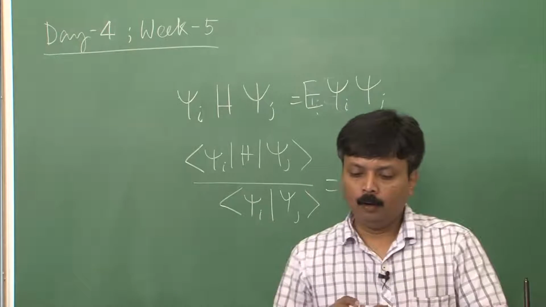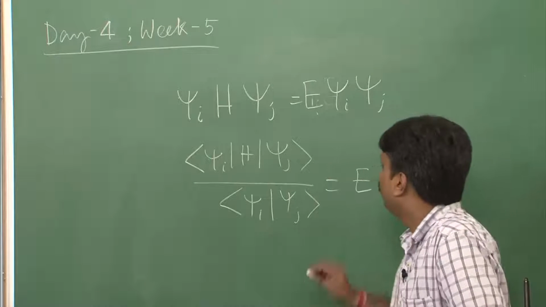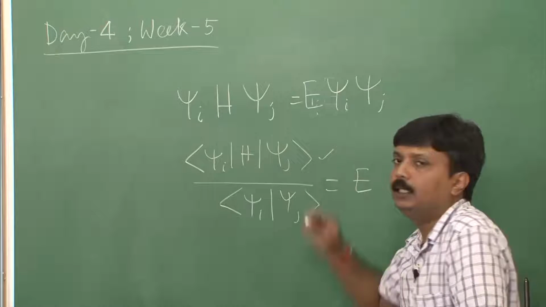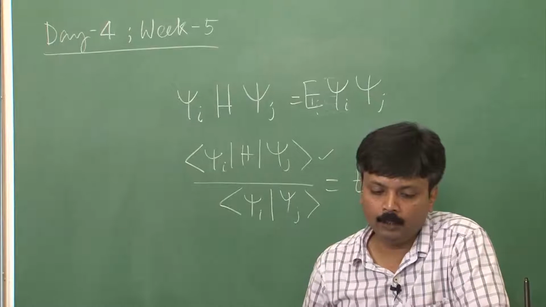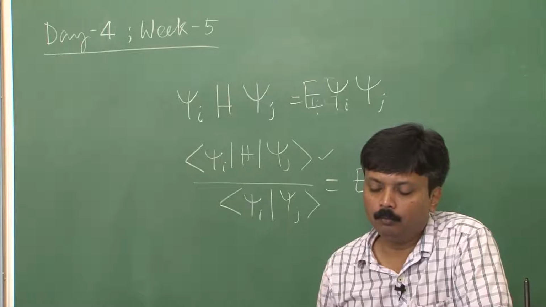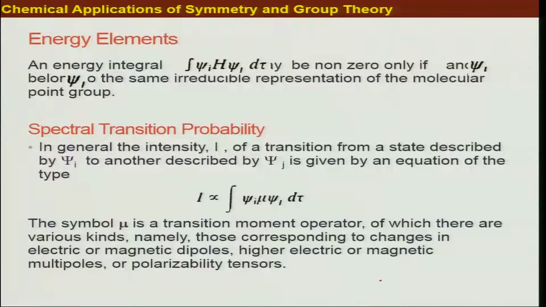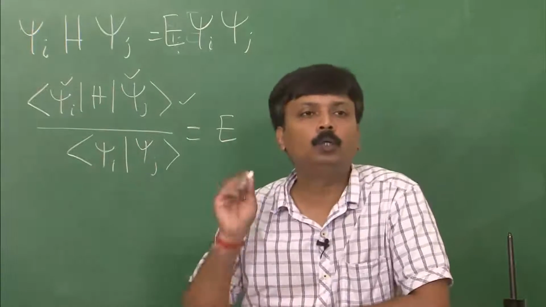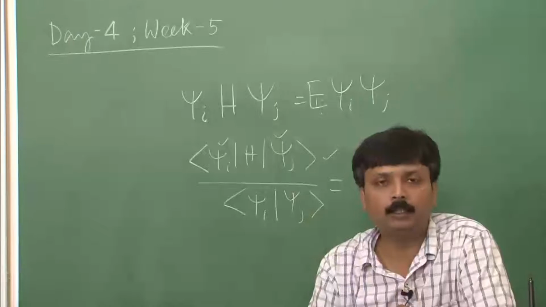So this particular thing is called the energy element of the system. It is also known as the energy integral. This will be non-zero if and only if psi I and psi j belong to the same irreducible representation.